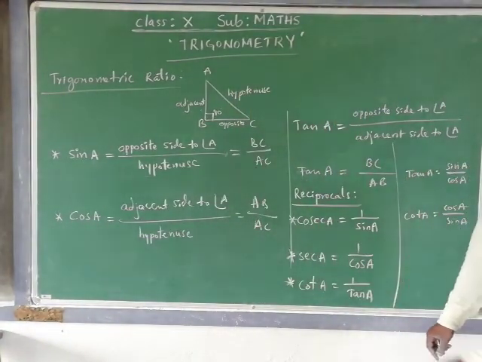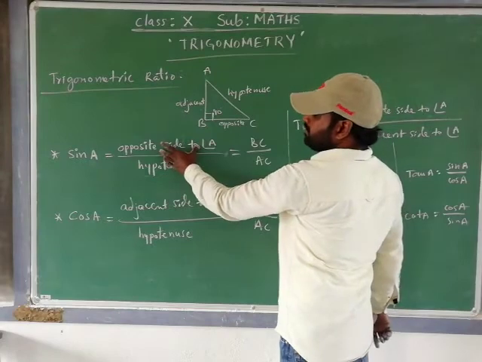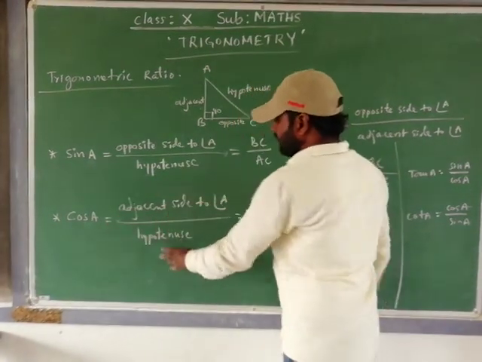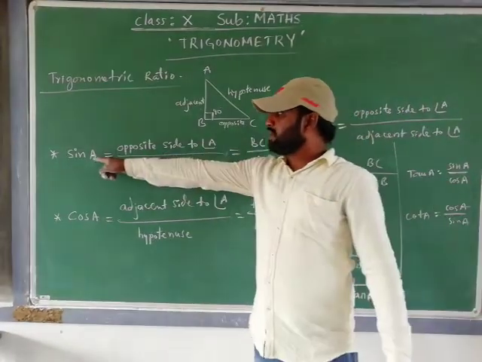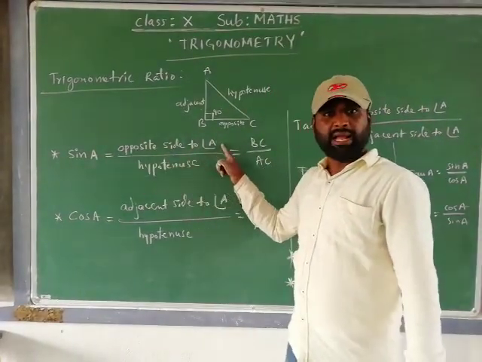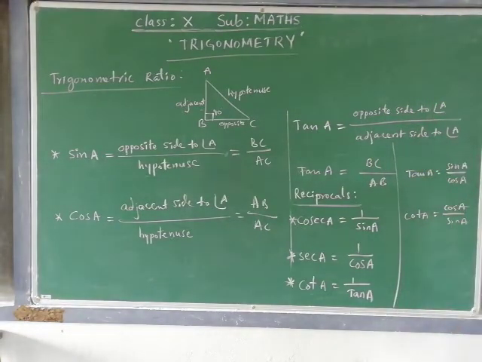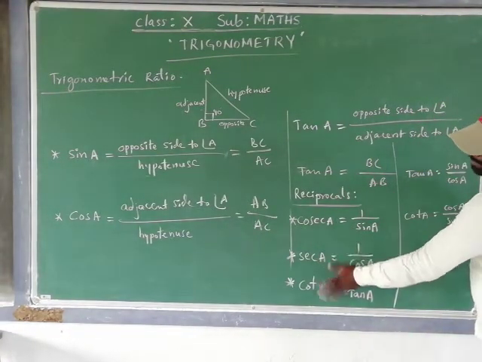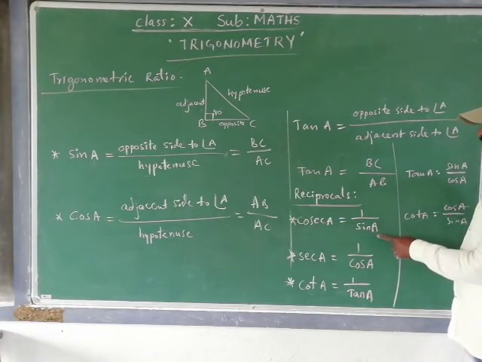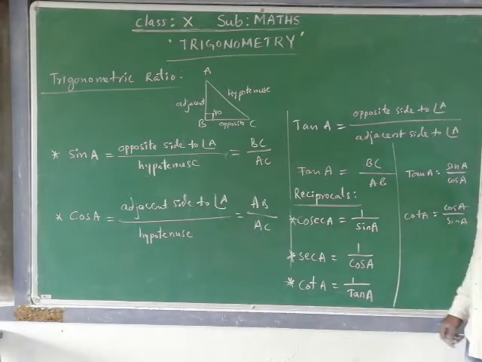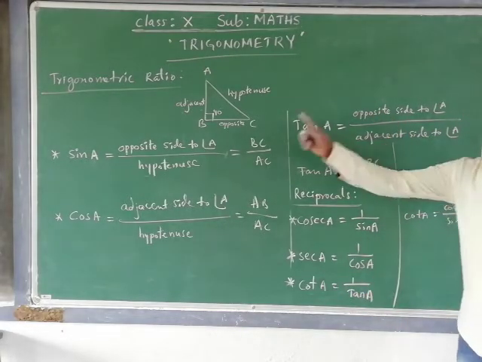Sine, opposite side by hypotenuse. Cos, adjacent side by hypotenuse. With respect to what? Whichever measure is given, with respect to that measure of the angle. Okay? Now, tan means opposite side to theta by adjacent side to theta. Then, these are the reciprocals. Cosec is a reciprocal of sine. Sec is a reciprocal of cos. Cot is a reciprocal of tan. These all you should remember.